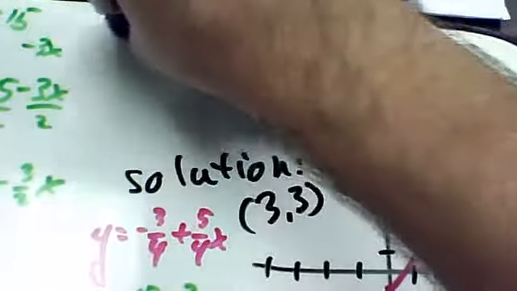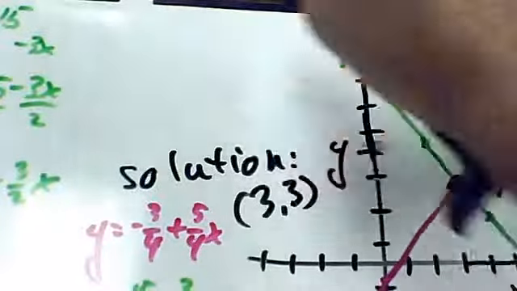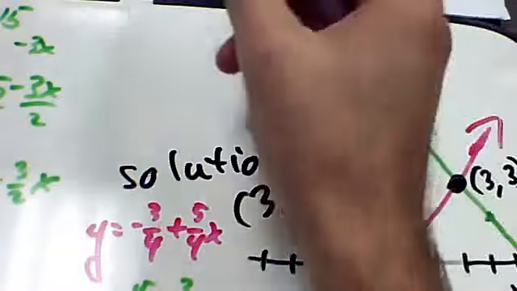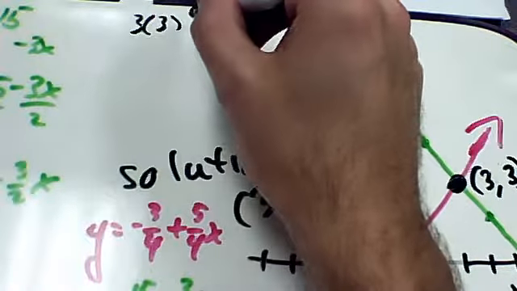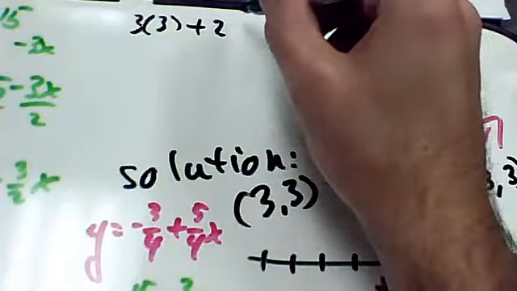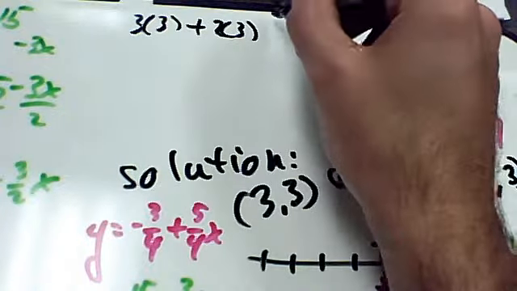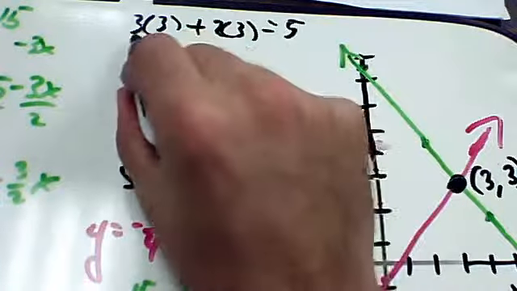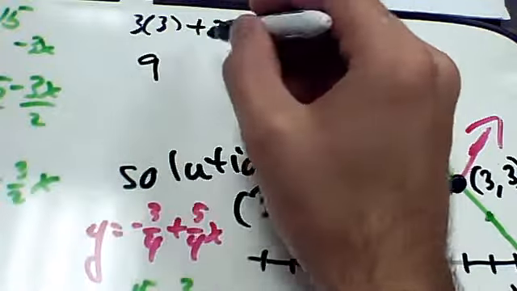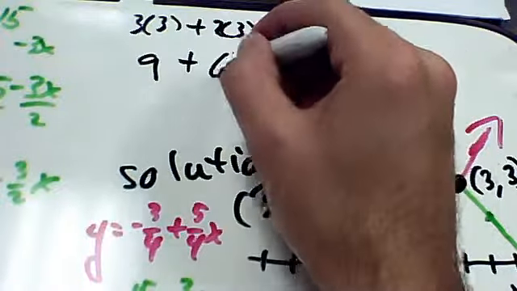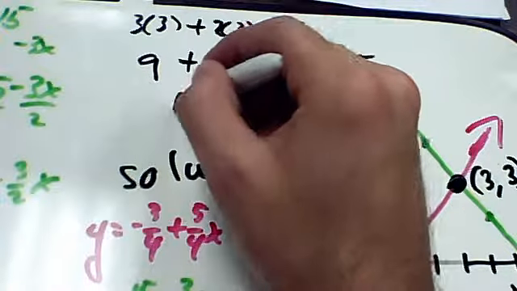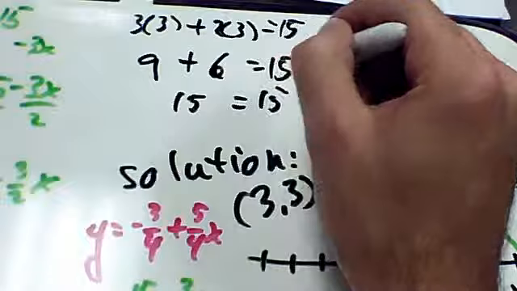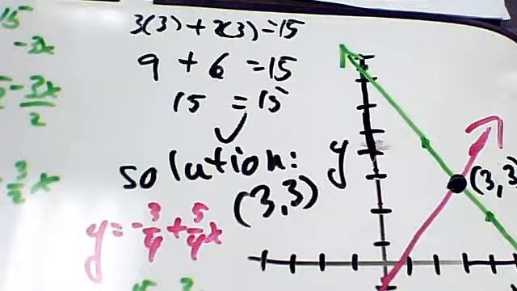Now we want to check the other one. It's possible that it won't work in the other one, but let's see. The other one is 3x, so 3 times 3, plus 2 times y, and when y is 3, equals 15. So 3 times 3 is 9, plus 3 times 2 is 6, equals 15. And 9 plus 6 does make 15, so 15 equals 15, and that's a true statement. And that's how you would solve by graphing.